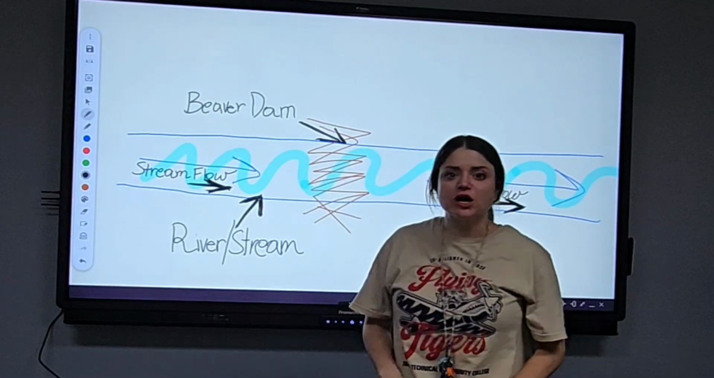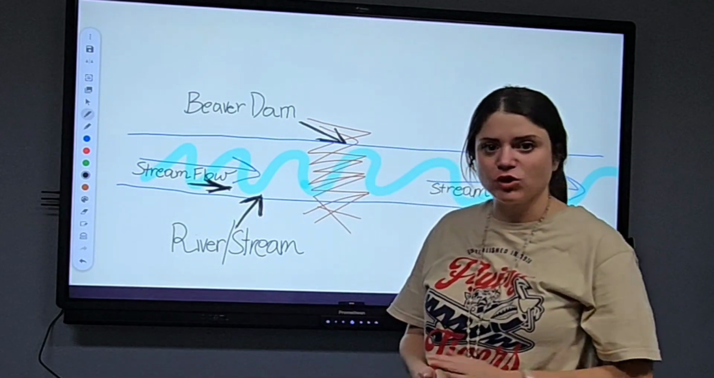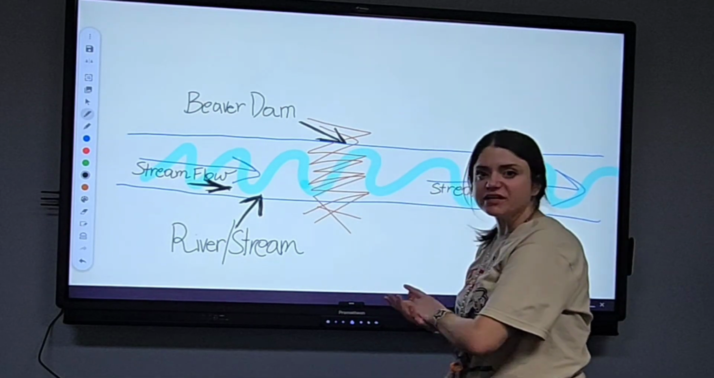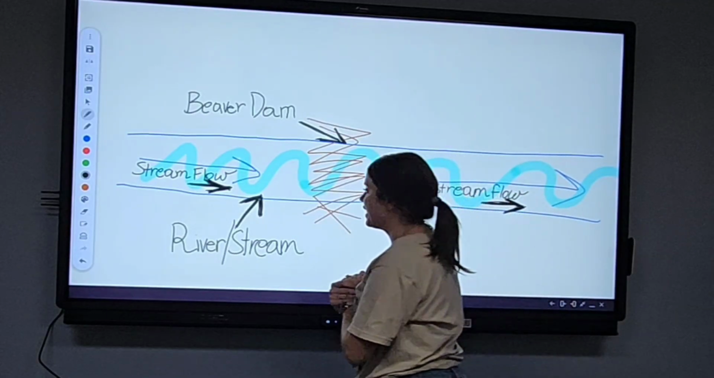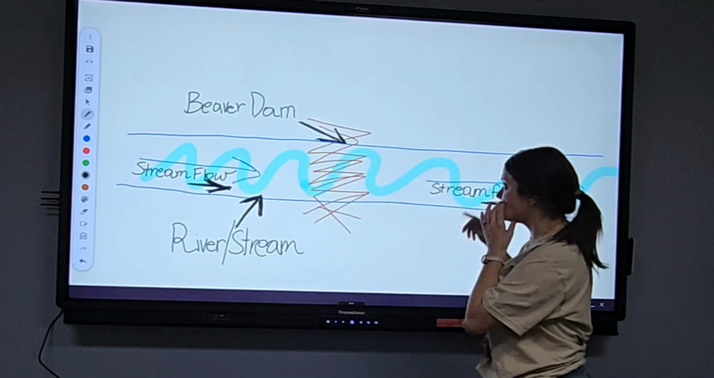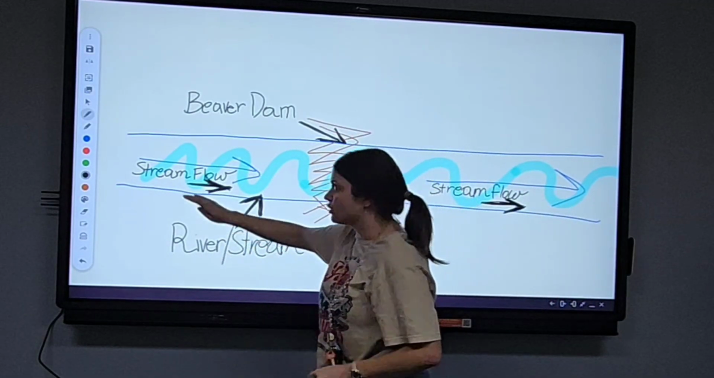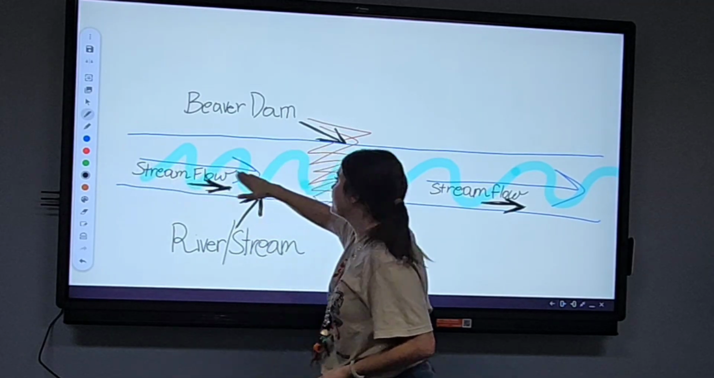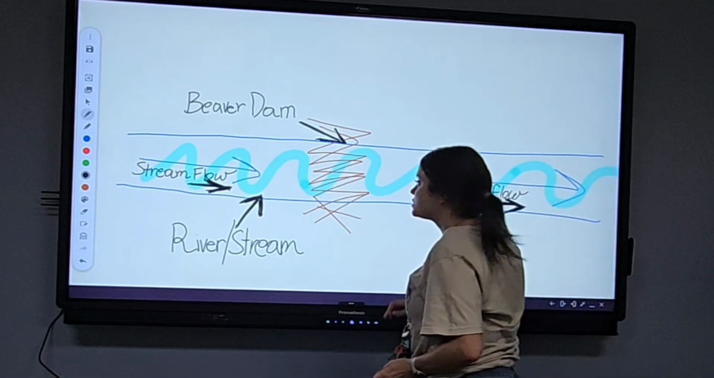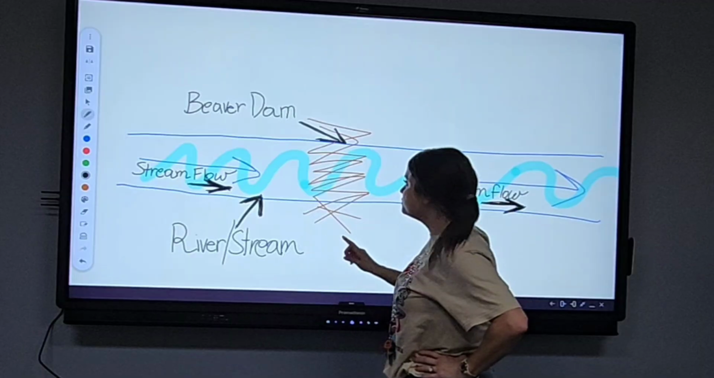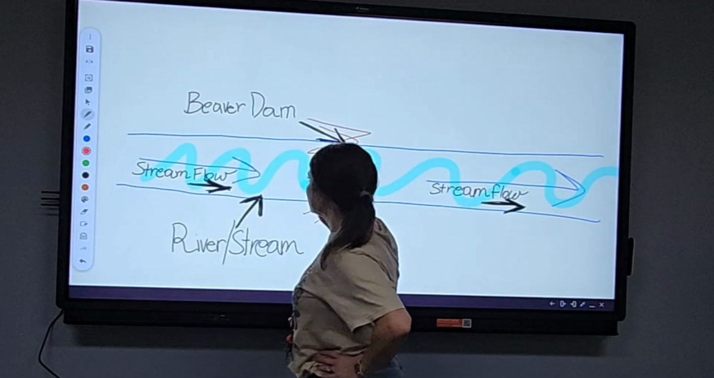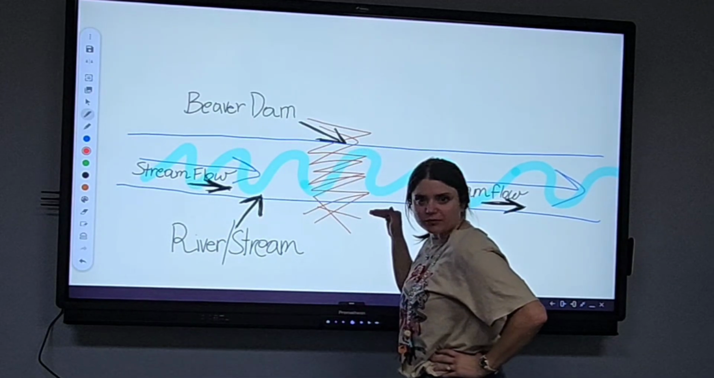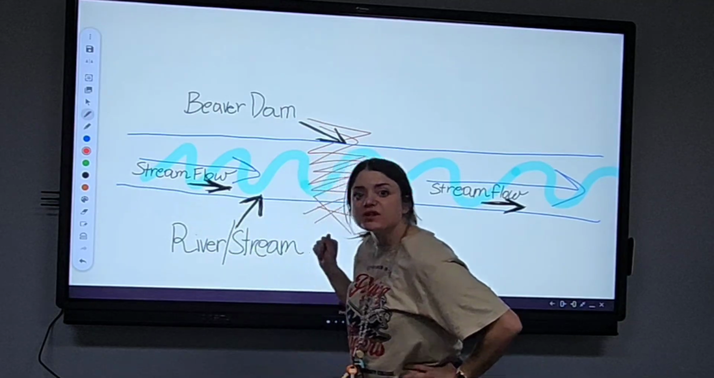Okay, so we're going to talk about upstream versus downstream. Kind of explain to y'all what that means. So I drew a river or a stream. We got a beaver dam, and our river, the stream is flowing in this direction. So when I say up the stream, that means I'm going against the stream. I'm going against the flow, up the flow, right?